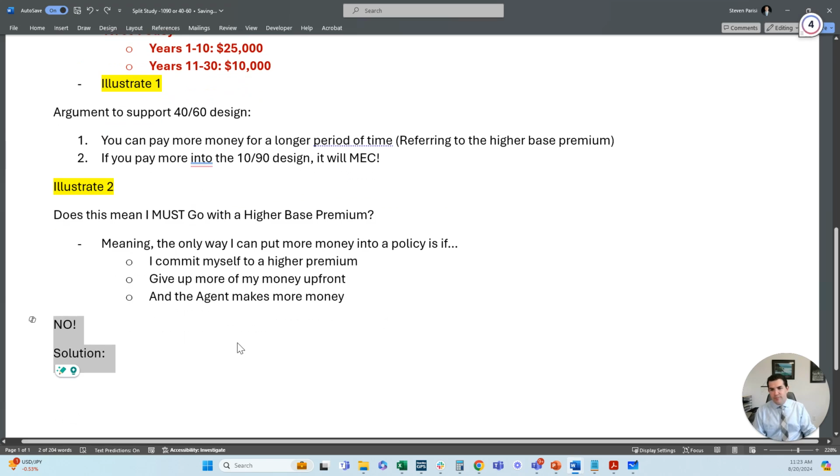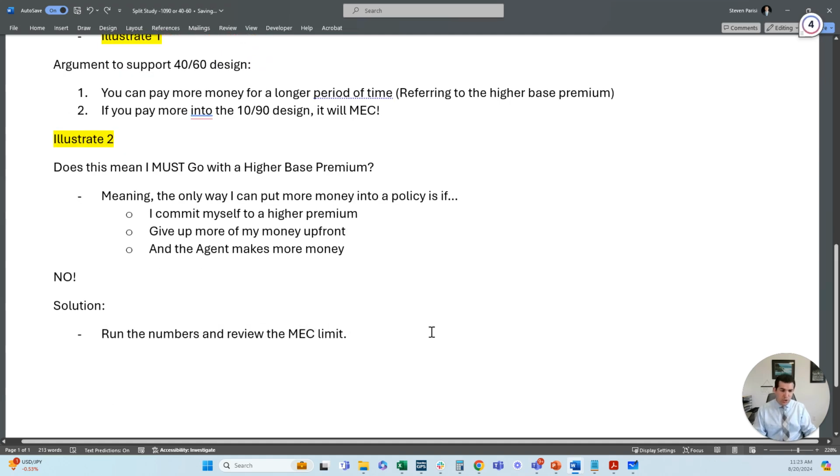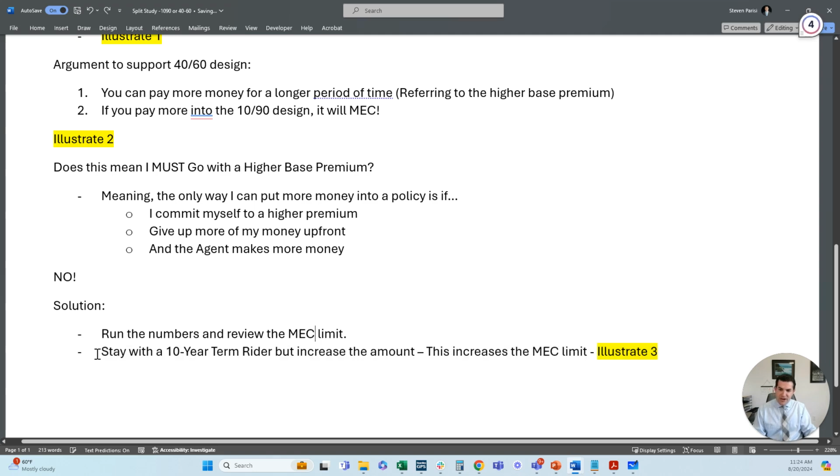The answer is no. Let's look at not just one solution, but multiple solutions I would progress through with someone here. The first thing I would do on my own is just run the numbers and review the MEC limit. I'd MEC test it. But then the second thing, I would look at the same company and product that the individual was proposed. So we're going to stay with the 10-year term rider, but just increase the amount of term insurance that's attached. It's only going to increase by a couple $100 in this example. But what this does is increases the MEC limit. Want to see it? Yeah, let's take a look.